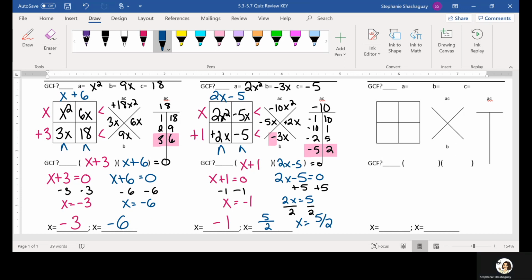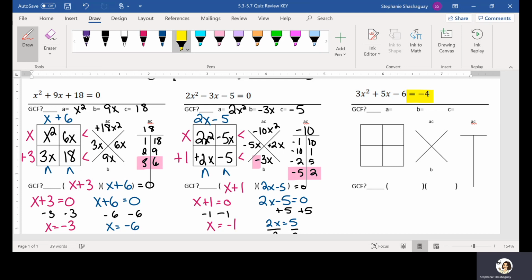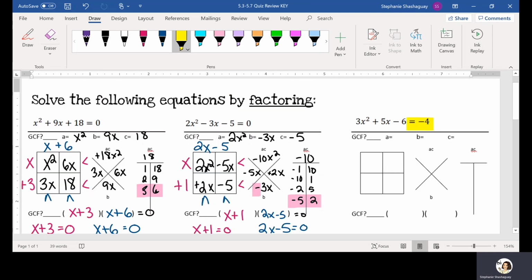All right. And the third one, to solve by factoring, is 3x squared plus 5x minus 6, but it's equal to negative 4. And it can't be equal to negative 4 if I'm going to factor. So I have to add 4 to both sides before I can begin. So when I add 4 to both sides, I'm going to get 3x squared plus 5x minus 2, and that will be equal to 0.